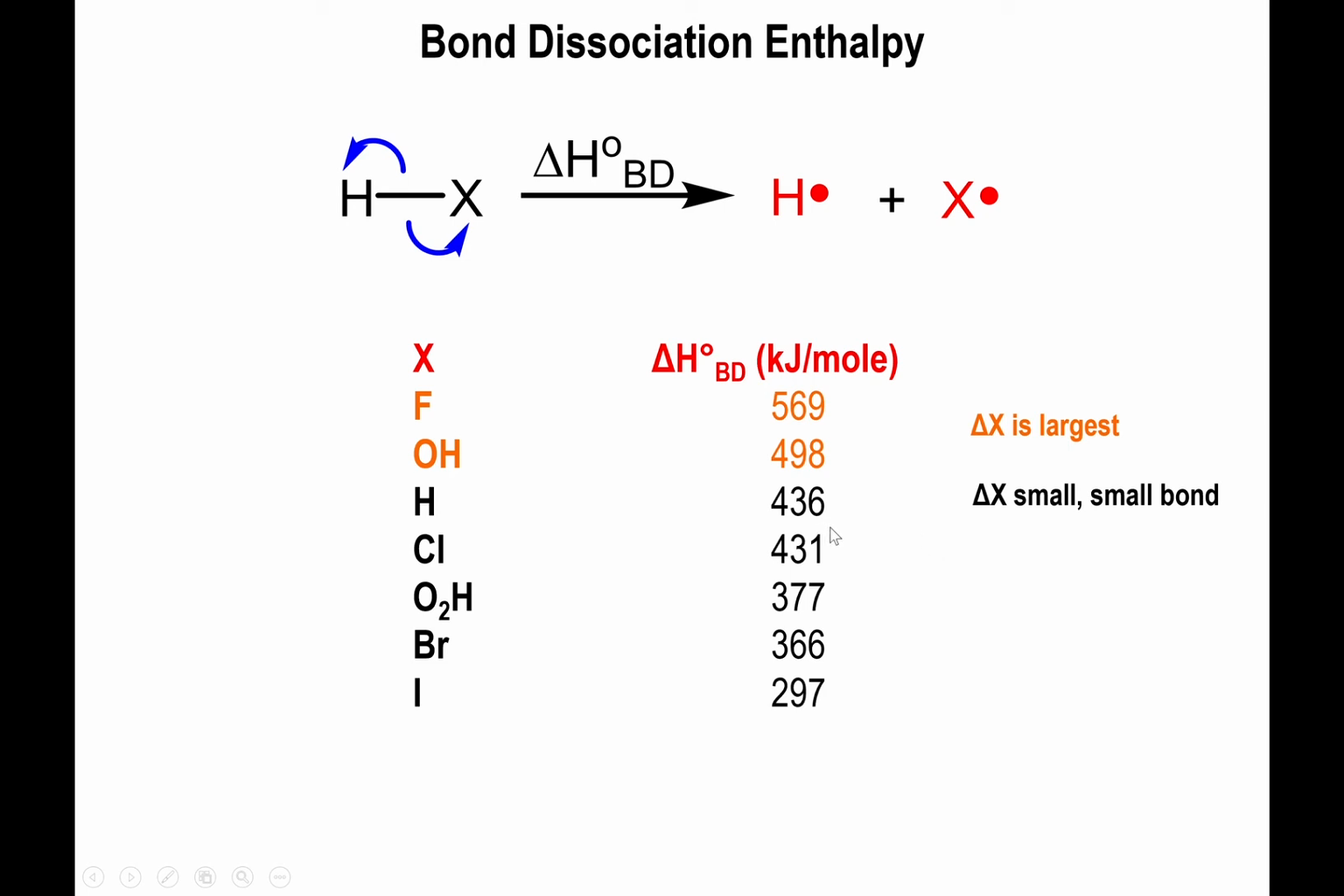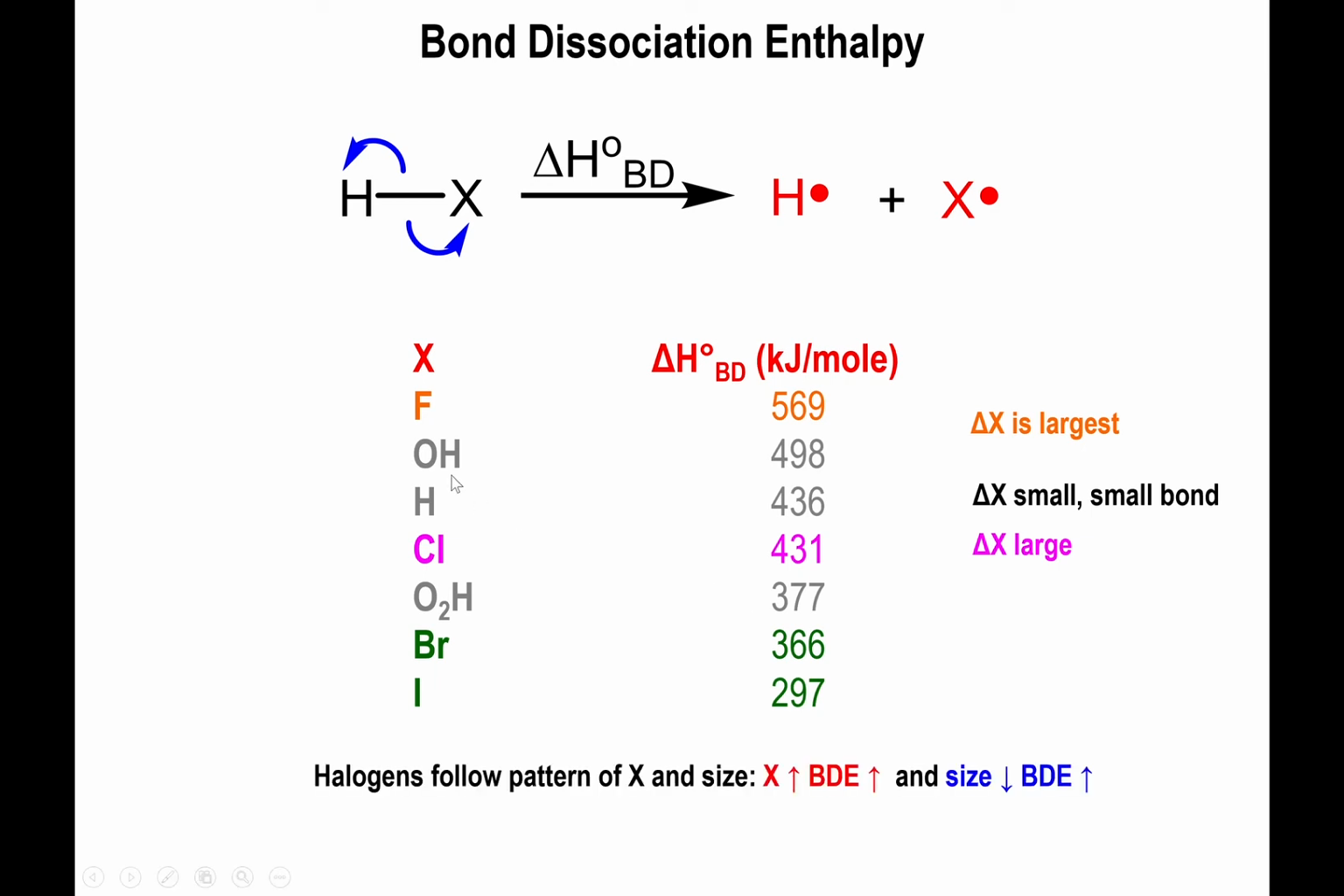So don't get me wrong. It is a strong bond to homolytically break. Now after that, you do have your HCl bond, which is relatively large. It's not as large as the HF bond because the electronegativity difference is not as great in HCl as it was in HF, right? So you kind of see a relatively linear trend in the electronegativity difference of the two elements and the bond dissociation enthalpy.